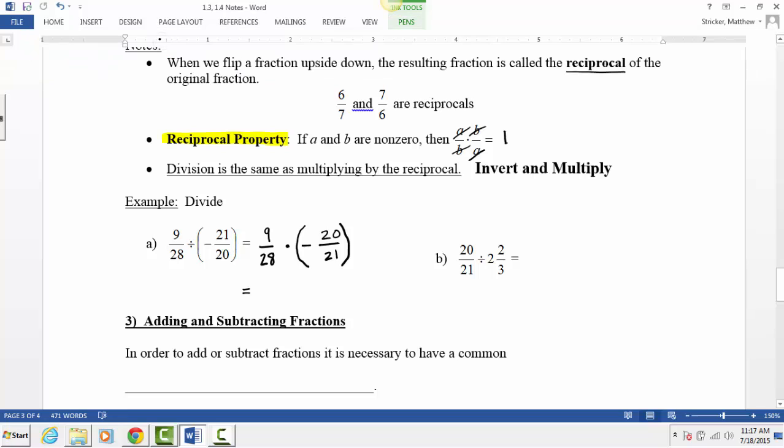Again, we want to ask if we can simplify. So 9 and 21, those are both divisible by 3. 3 goes into 9 3 times. It goes into 21 7 times. And we also have 20 and 28, which are both divisible by 4. 4 goes into 20 5 times. 4 goes into 28 7 times. This is a positive fraction times a negative fraction, so my final answer should be negative. On the top we have 3 times 5, which is 15. And on the bottom we have 7 times 7, which is 49.